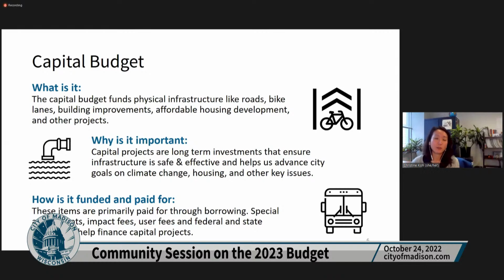And the capital budget is important because it ensures that our infrastructure, things like roads and bridges, are safe and effective. And it also helps the city advance goals around issues like climate change and affordable housing. The capital budget is primarily funded through borrowing. The city issues debt, general obligation debt, to borrow funds to pay for these projects that's repaid over time. Other funds that pay for capital items include things like special assessments, impact fees, user fees, as well as state and federal grants.